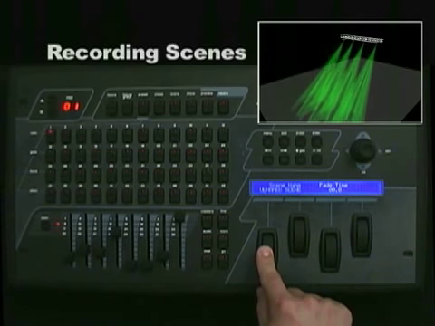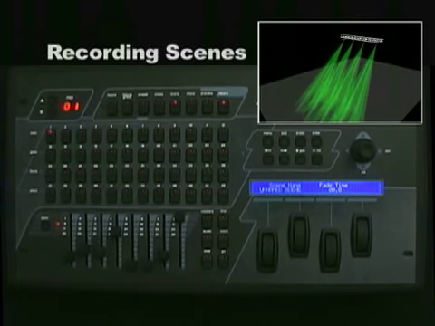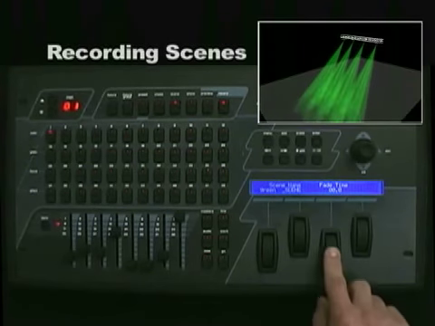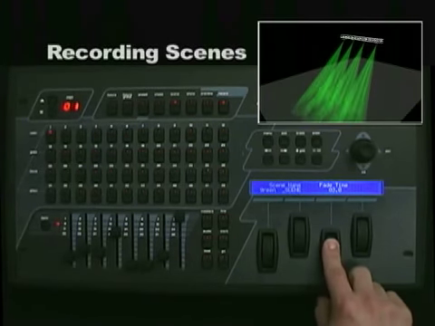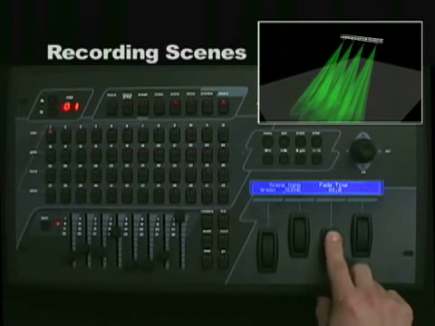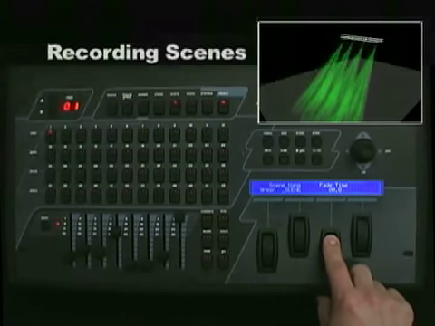I've connected an external keyboard which will allow me to name the scene a lot faster. I've named my scene Green Scene. I can then use data wheel 3 to add a fade time to it. If you leave it at 0, there will be no fade time.